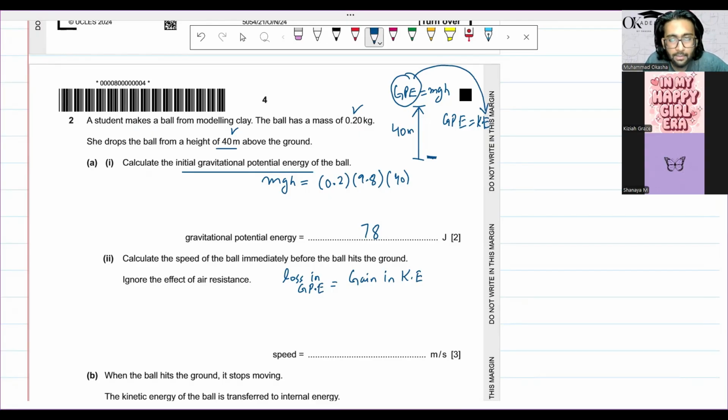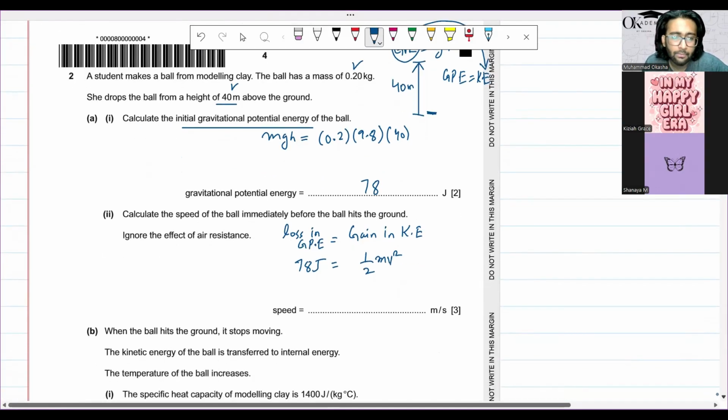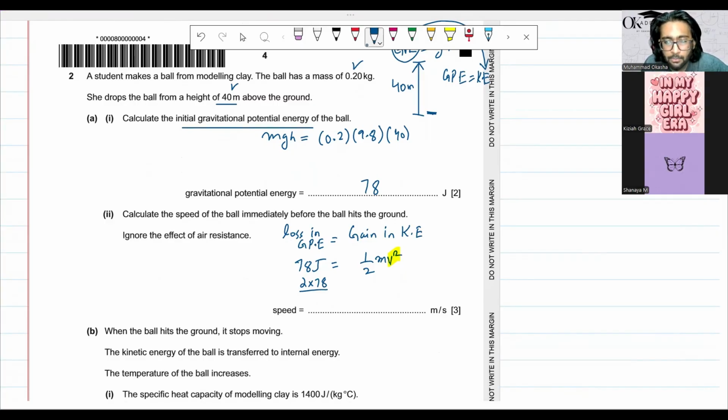So the loss in gravitational potential energy is 78 joules, and for the gain in kinetic energy, we know the formula for kinetic energy is half mv squared, and we know the mass as well, so we need to find the value of velocity. I don't think it should be difficult now. This will be 2 multiplied by 78 divided by mass. Mass is 0.2, equal to v squared. Once you calculate it and square root it, let me know what you get.